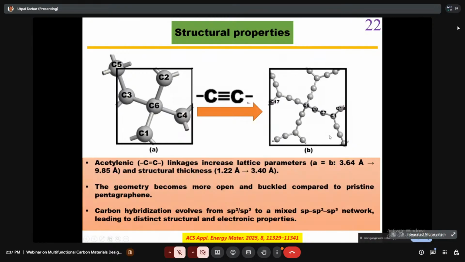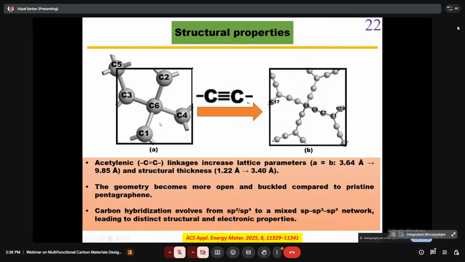For that, we'll try to understand the thermal properties. This unit we have generated from the pentagraphine system proposed by Professor Jena et al. We have inserted an acetyl linkage between these two, and that makes a huge change in the thermoelectric properties of the system, what we have identified. So the acetyl linkage increases the lattice parameter from 3.64 Angstrom to 9.85 Angstrom, from here to here.